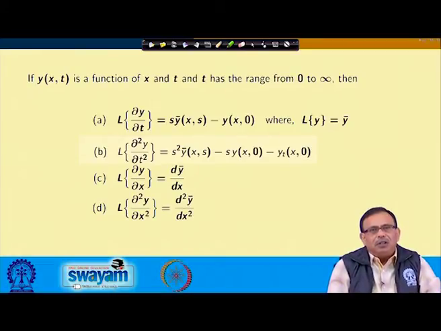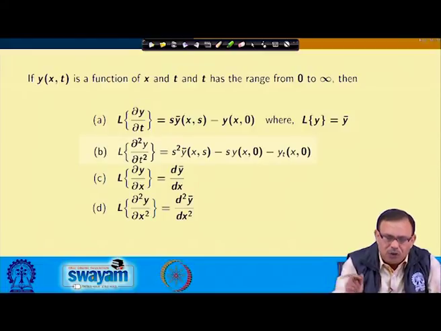Please note this: the Laplace transform of ∂y/∂x, y is a function of x and t, and you are taking the Laplace transform with respect to t. So, for the other variable, simply the Laplace transform of ∂y/∂x is dȳ/dx, where ȳ is the Laplace transform of y, and number 4, the Laplace transform of ∂²y/∂x² equals d²ȳ/dx². But the Laplace transform of ∂y/∂t and ∂²y/∂t² can be obtained by this formula. So, first let us see the proofs of these.